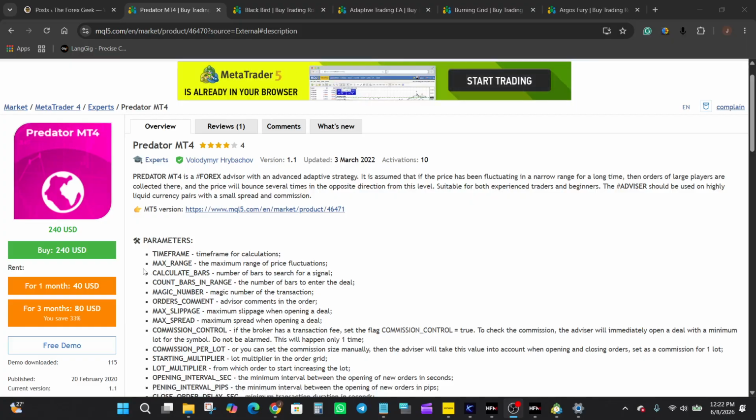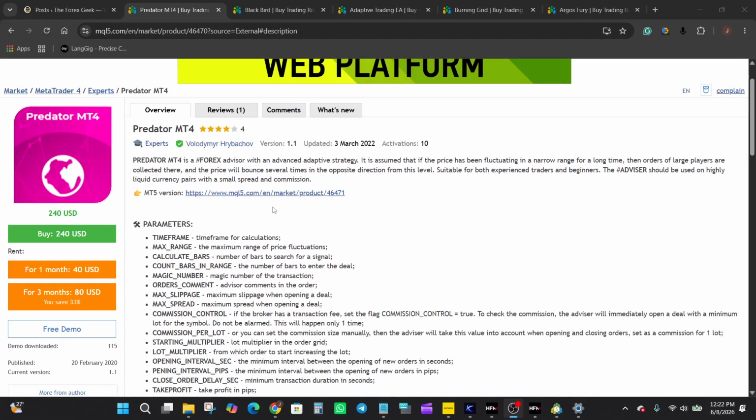review. Scrolling down, the description explains Predator MT4 as an adaptive trading system built around the idea of range behavior in the market. The concept here is that when price stays in a tight consolidation for a long time, it assumes liquidity is being built, and then price may react strongly away from those levels. It also mentions that it's designed for highly liquid pairs with low spreads and commissions, which is something to keep in mind when considering where it's actually suitable to run.